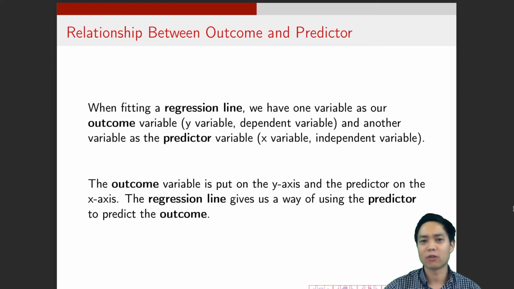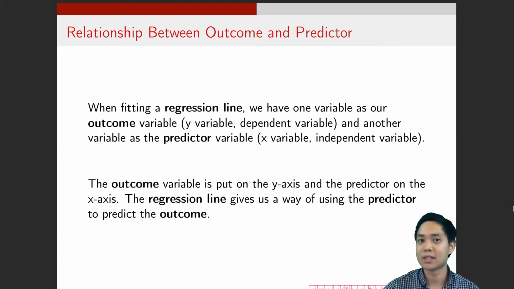When fitting a regression line, we typically have one variable as our outcome variable, y variable, or dependent variable, and another variable as the predictor variable, so the x variable or independent variable. Depending on the field that you're in, there are different names for essentially the same thing. Some people call it outcome variable, some people call it dependent variable. These are all just different names for the same thing.